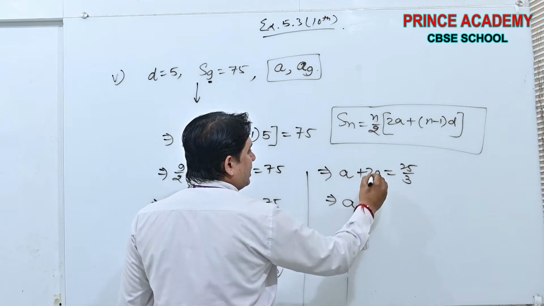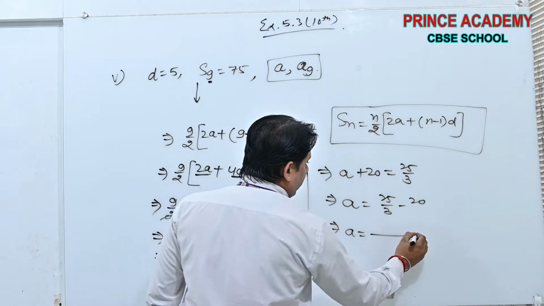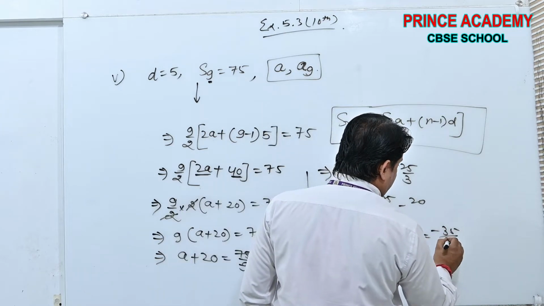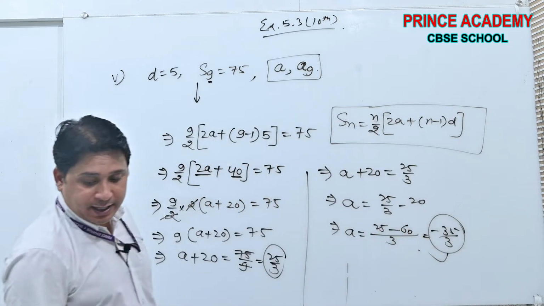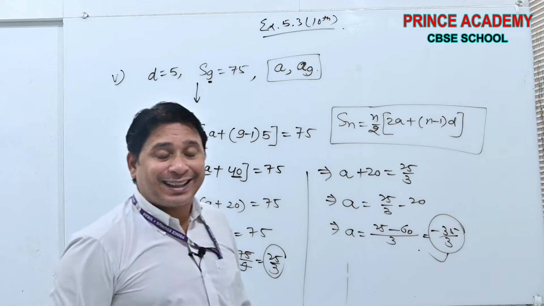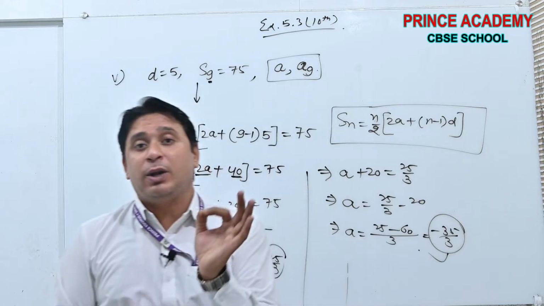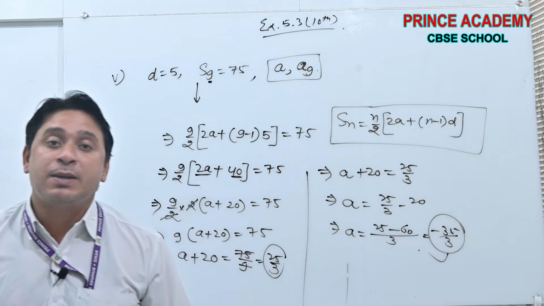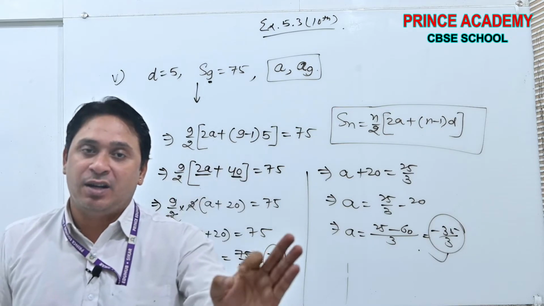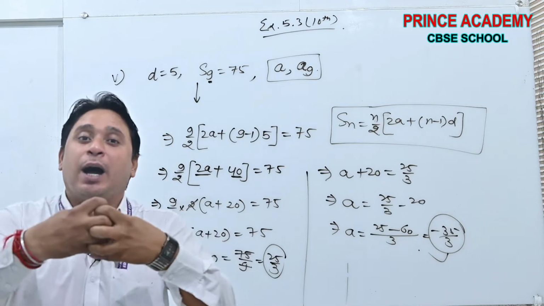And if we shift 20 that side, 25 by 3 minus 20. A is equal to, take the LCM, 25 minus 60. It will be minus 35 by 3. Yes or no? See, beta. A is minus 35 by 3. It was so simple, beta. Again and again I am repeating only one thing: try to make the things simple. Keep the things simple, beta. It's in your hand whether you make the things simple or complex. Do not make it like a tangled mess.